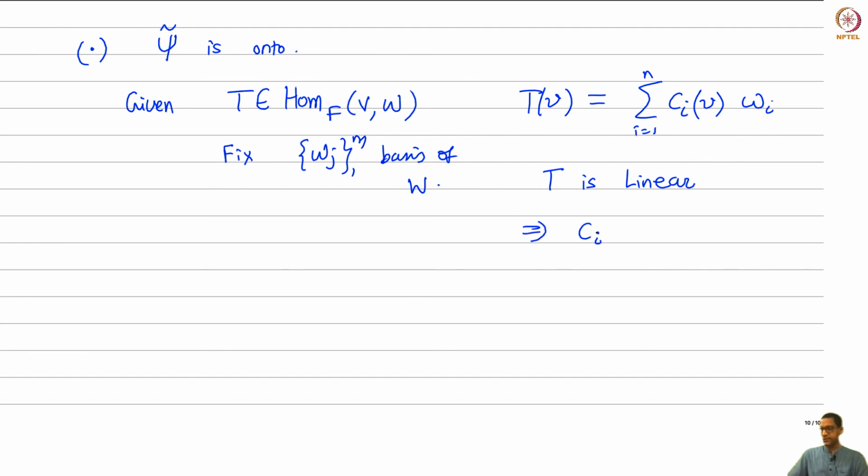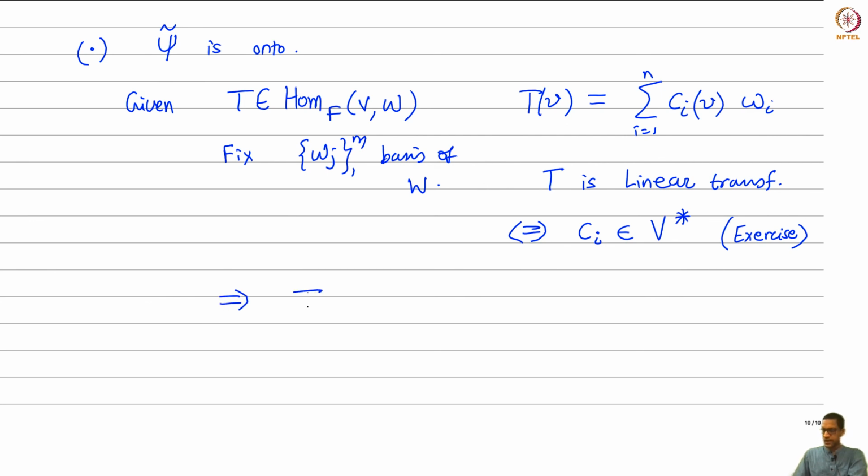So the key fact now is the following: T is linear implies that the ci's are actually linear functionals. They are also linear operators. In fact, it's an if and only if statement, right? So if T is a linear transformation from V to W, then it means that these coefficients are all linear functionals. Okay, again an easy exercise, just linearity of T translates into linearity of the ci's.